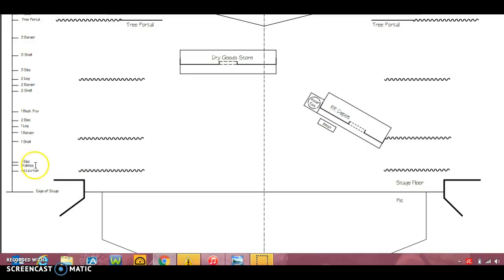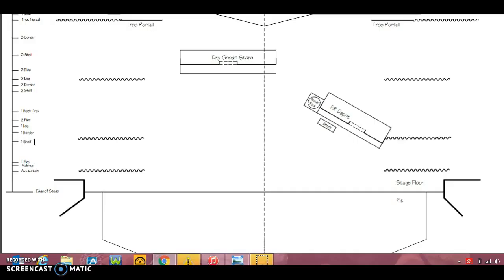The next thing we're talking about is the valance. The valance is essentially a smaller version of a border, which we'll talk about later. It's a drape that covers up anything that comes onto the first electric. The big thing about a valance is to know that it essentially is the masking for any kind of technical elements that might be behind it.